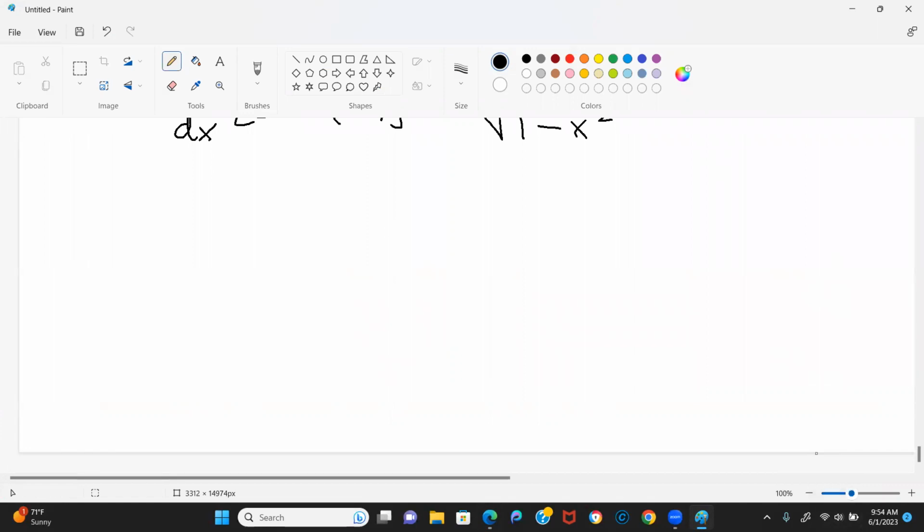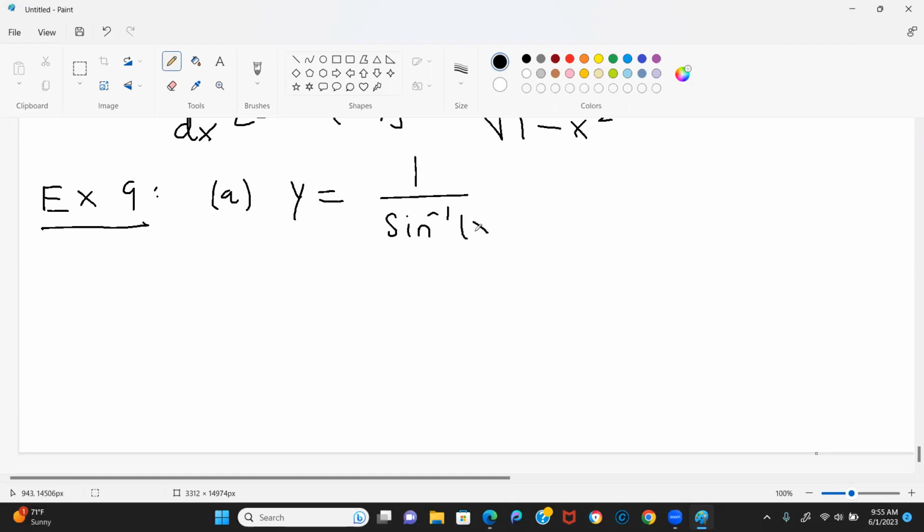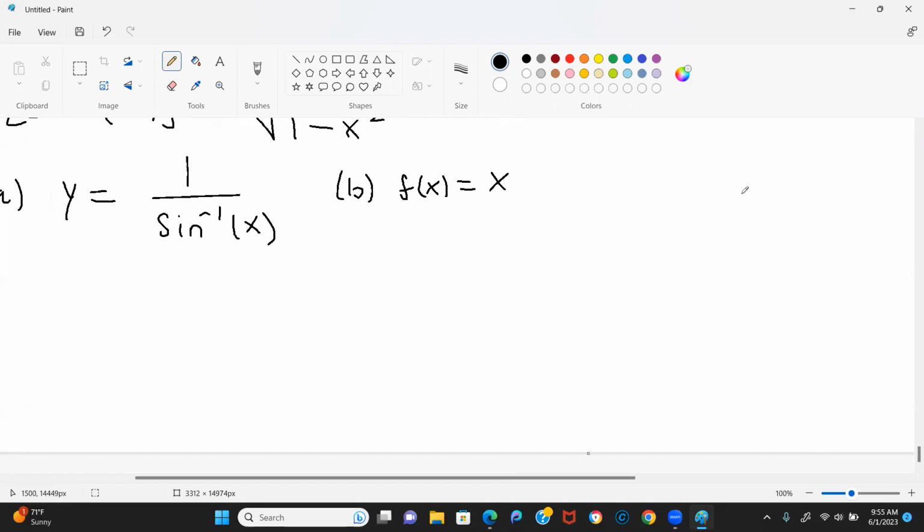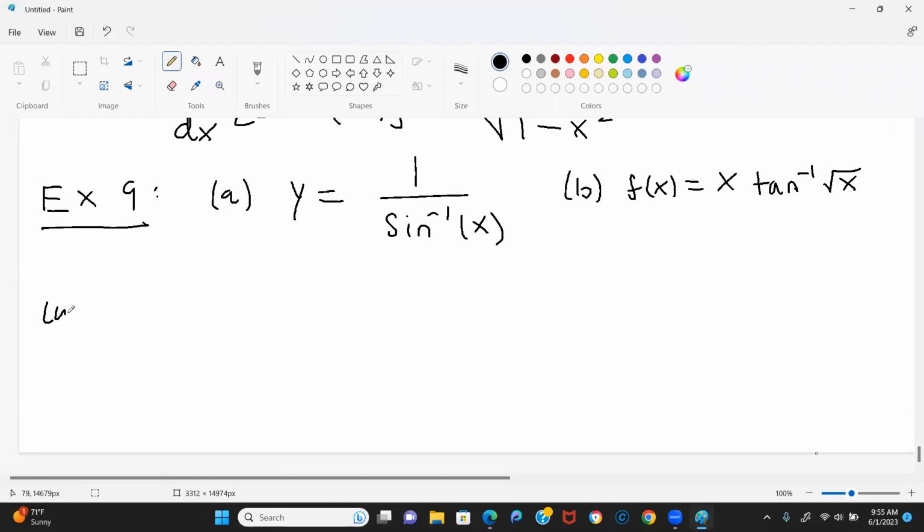All right, so let's see, what do we have? Example 9. This is two parts. We have y is equal to 1 over sine inverse of x, and we want to differentiate this. Part B is we want to differentiate f of x is equal to x times, it says arctan in the book, but I don't like using the arctan notation, so I'll just do tan inverse of the square root of x. So let's do A first.